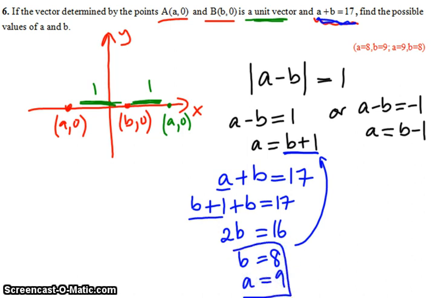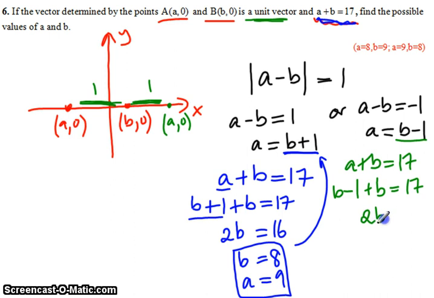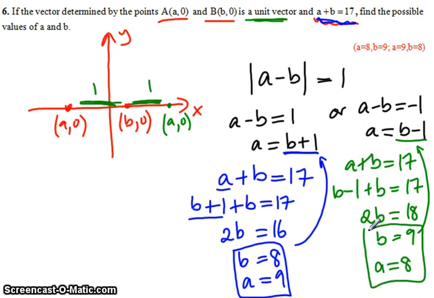So there's one possible solution, but we should also now substitute in this value B minus 1 into the expression we were given, A plus B equals 17. Instead of A, we'll have B minus 1 plus B equal to 17. So we have 2B equal to 18, B equal to 9. And when we substitute this back in here, we'd say 9 minus 1, A could be equal to 8. So there are 2 possible combinations for A and B here.